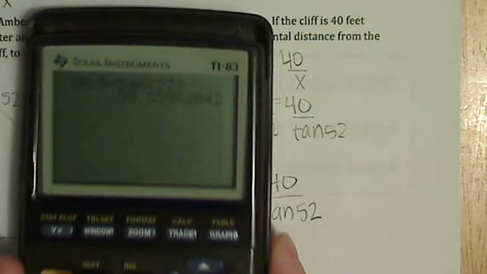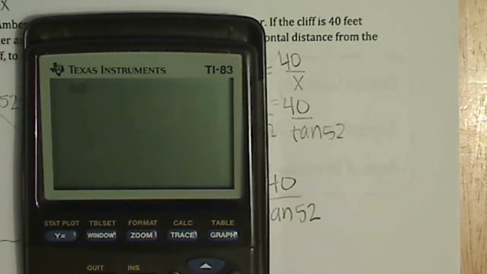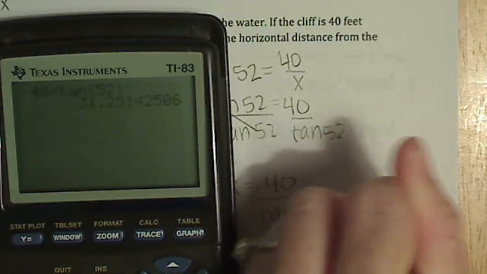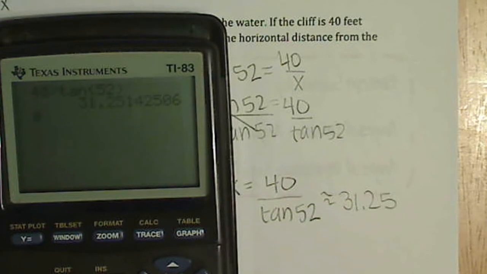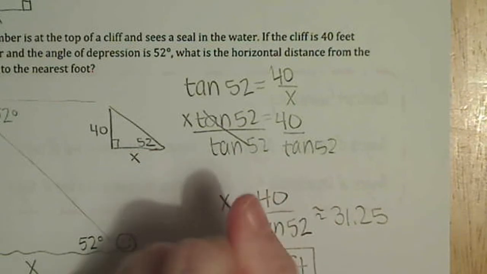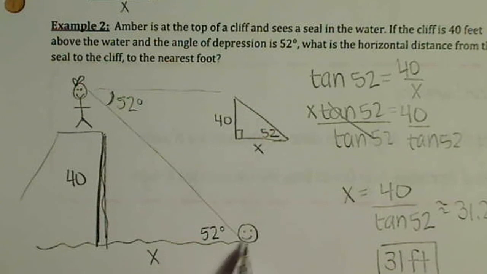Let's put that in our calculator. 40 divided by the tangent of 52. You get about 31.25, which is about 31 feet. So what that means is Amber is about 31 feet away from this happy little seal in the water. This is 31 feet. Okay, let's try one more. This one's a little more challenging. I'm going to put your drawing skills to the test.